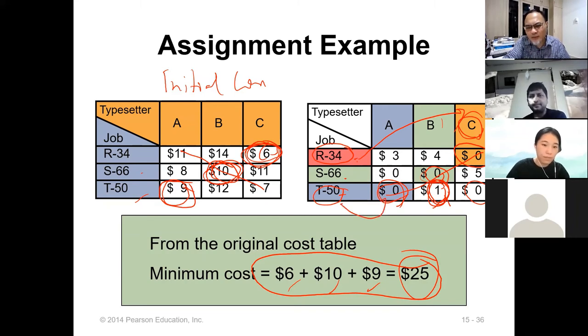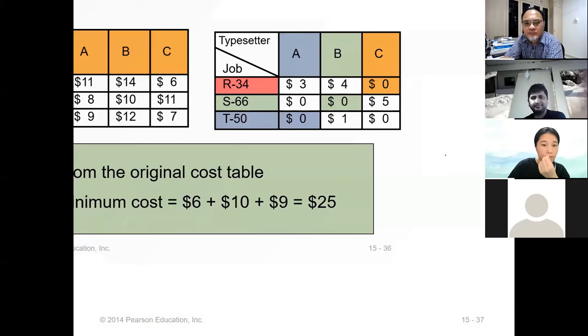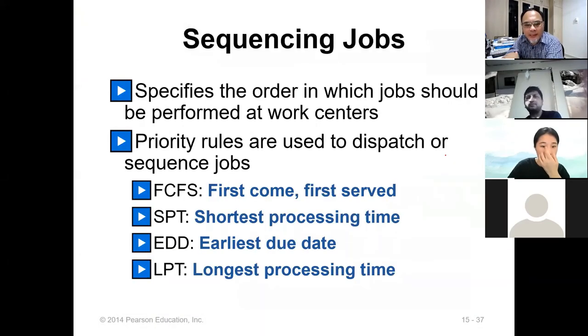Right. So if I assign this here, obviously this is the remaining. You cannot assign this here. It is just logic. Because you already assigned, even though there's 20 here. Got it. From the original cost table, minimum. There's two more methods which I want to cover.